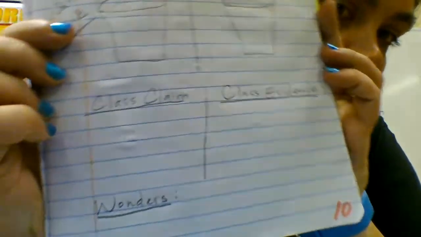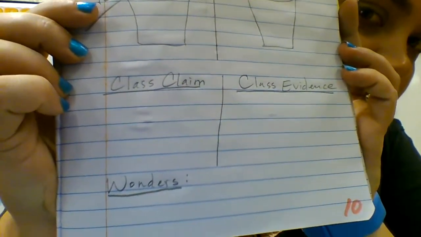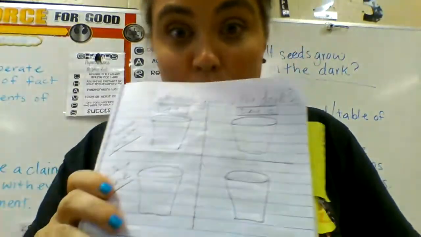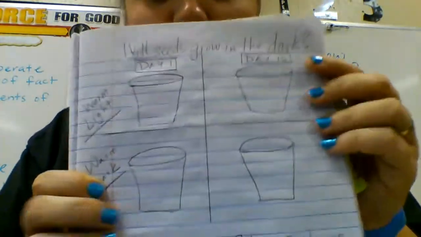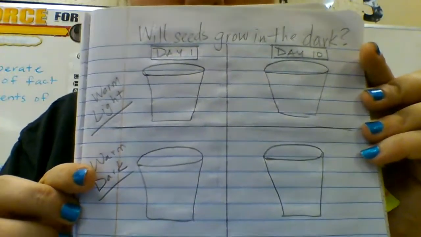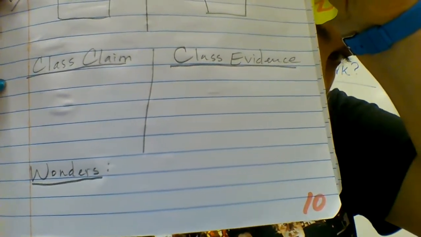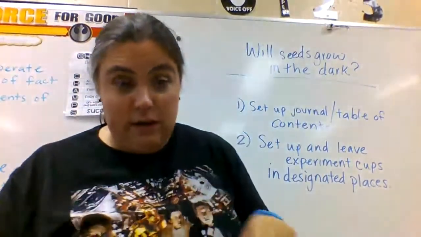And then down here at the bottom, of course, class claim, class evidence, and then wonders, your 2 questions that you should have when we finish up our experiment. So you need to pause for me right here. Do the top part. Pause for me right here. And do the bottom. All right, so set your journal to the side, but not away, because we need it at the very end.